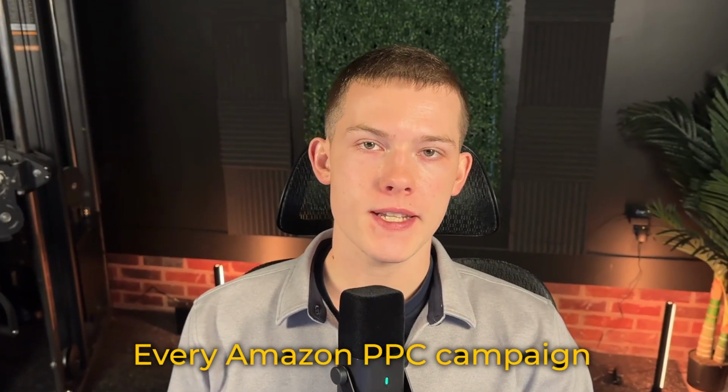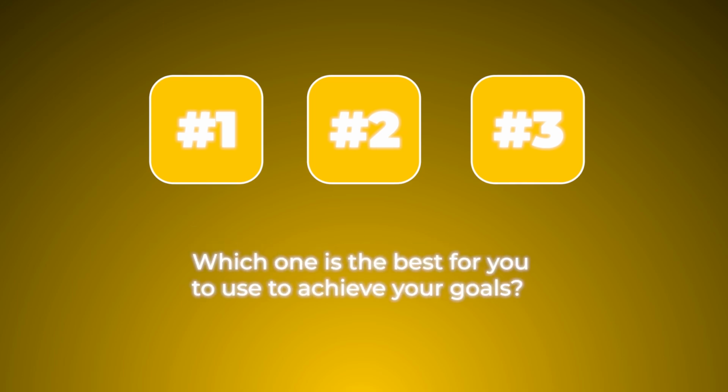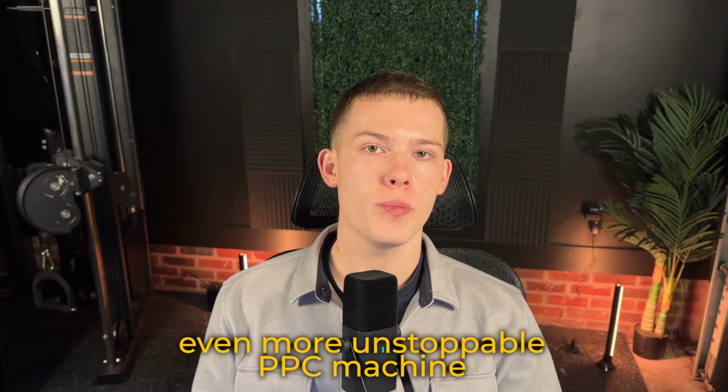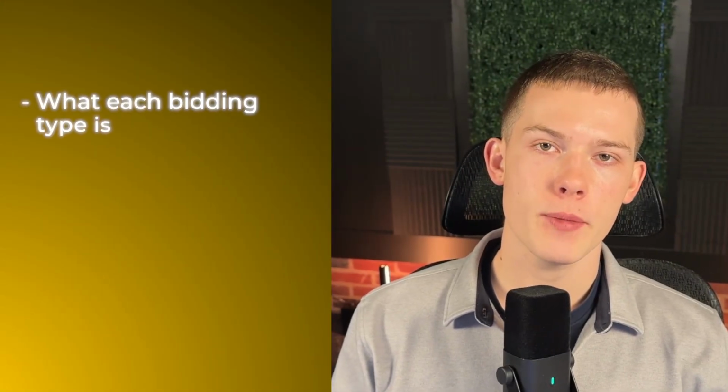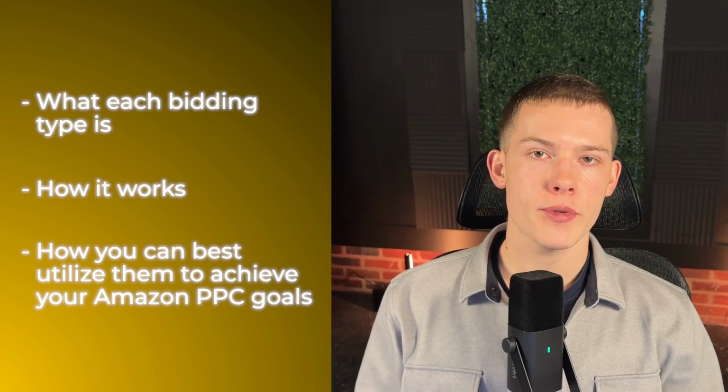Every Amazon PPC campaign needs a bidding strategy. There are three main strategies that you can choose from, but which one is the best for you to use to achieve your goals? Each has its own unique use case, but if you combine all three together, you can create an even more unstoppable PPC machine. By the end of this video, you'll know exactly what each bidding type is, how it works, and how you can best utilize them to achieve your Amazon PPC goals.